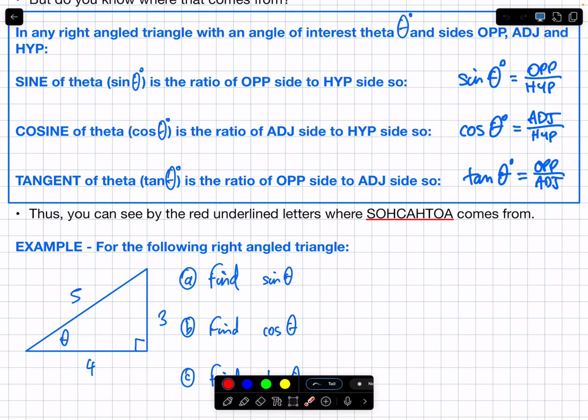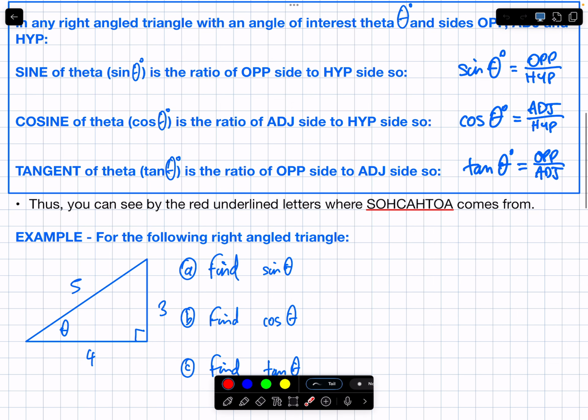And last one, the last ratio that you need to be aware of at year 10. There's more ratios that you'll learn about if you do spec or methods next year. The last one is tangent of theta, or tan theta, is the ratio of opposite to adjacent. So tan theta is equal to op over adjacent.